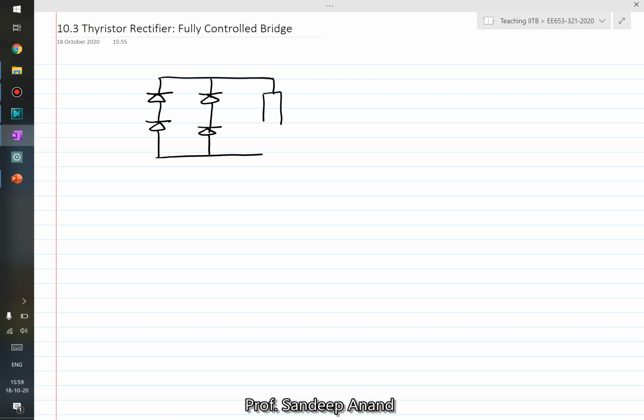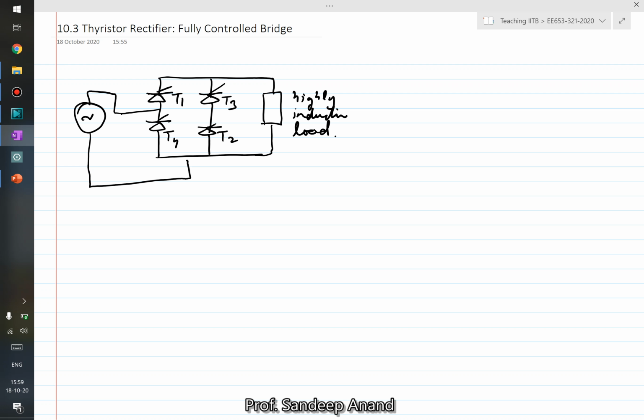For simplicity, let us start with the assumption that we have a highly inductive load, and these 4 are thyristors, so let's call them T1, T2, T3 and T4, right? And this is your AC voltage, which is connected to the midpoint of the 2 thyristor legs, right? So this is plus Vin, right? So let us try to analyze the operation.